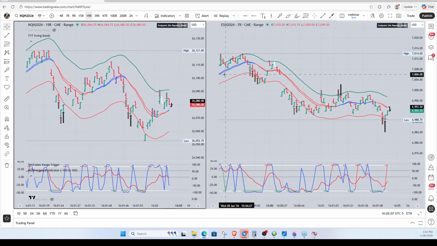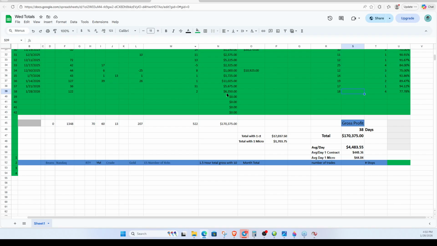I'm not going to trade anymore in here. We're going to end the session with $6,350, 18 trades with 4 stop outs, 77.78% of our trades.